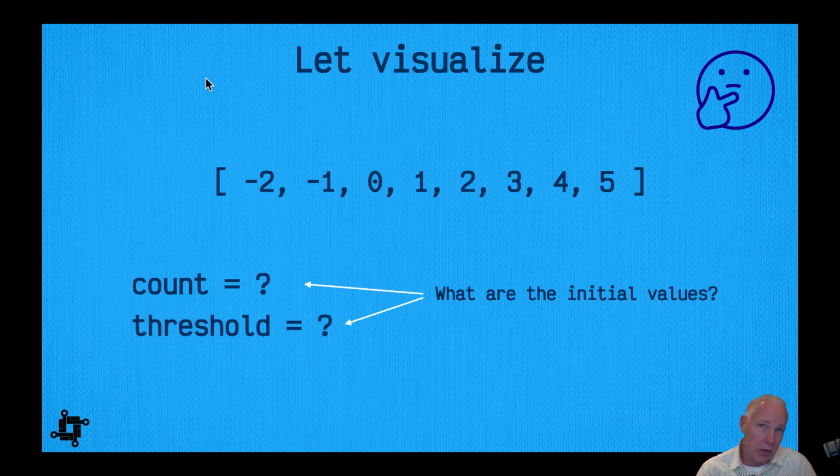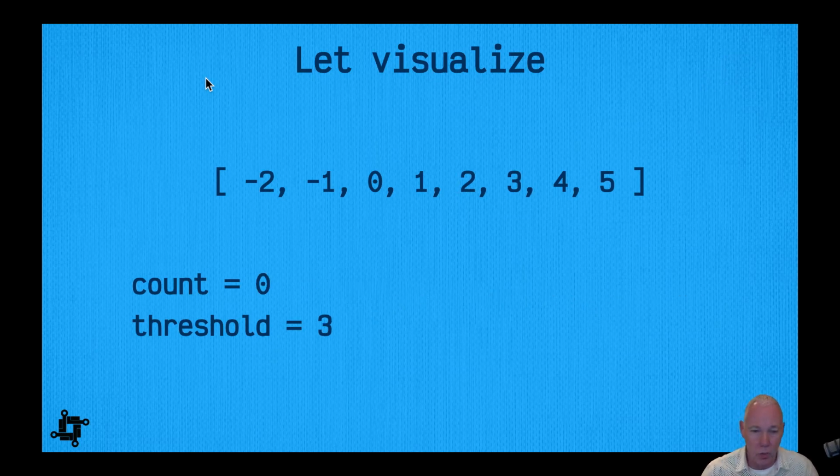And so I would ask, okay, given those, what are the initial values for that? So hopefully they come back with good suggestions. One of them is that the count is 0 because we haven't started yet, so we're just starting at 0. And then the threshold that we want to get to is 3. So we're looking for the first number that goes over the value of 3.